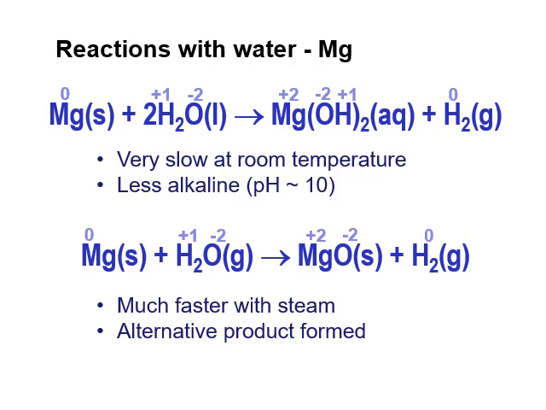So again, the magnesium has been oxidized and the hydrogen has been reduced. So it is much faster with steam, but it is a different product. You must note that different product that's formed, magnesium oxide rather than magnesium hydroxide.